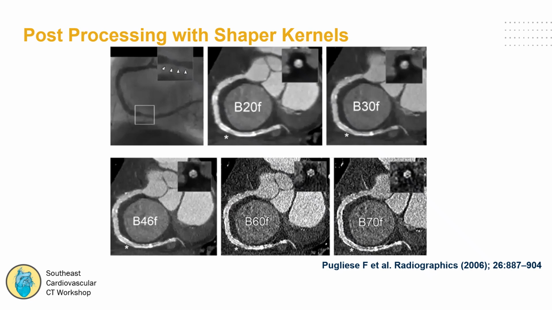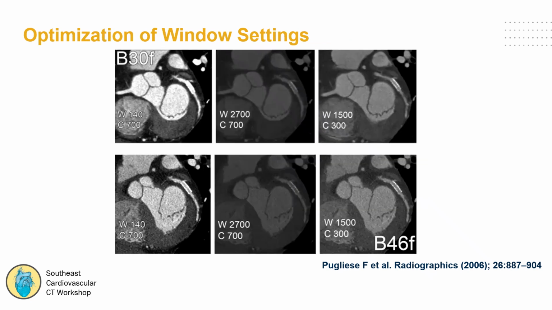So as you move from a smoother kernel like B20 to sharper kernels like B46 or B60, the stent lumen becomes more conspicuous. And the trade-off is increased image noise, so in practice we need to balance lumen visibility with acceptable noise levels. And window and level settings can dramatically change stent interpretation.